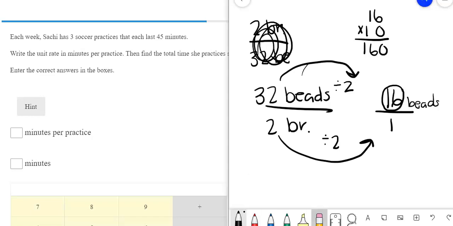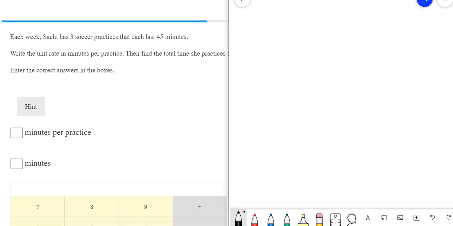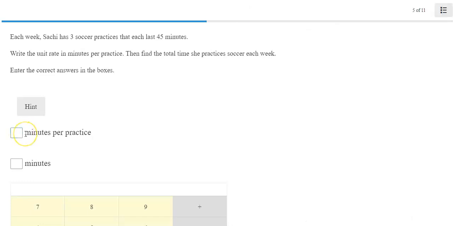It is asking minutes per practice, so we're going to put minutes first because it says minutes first. So we have 45 minutes. Each of them lasts 45 minutes. So we have 45 minutes per practice.